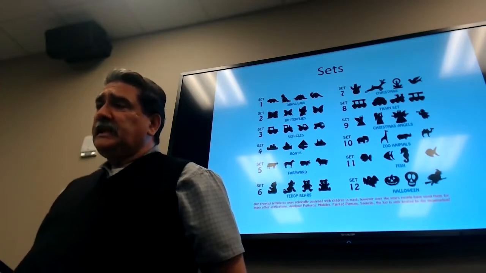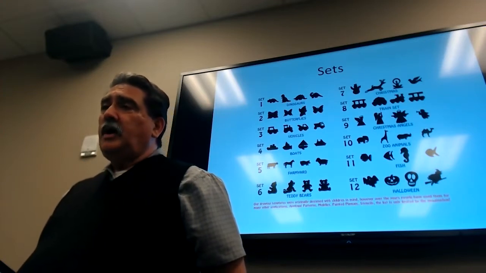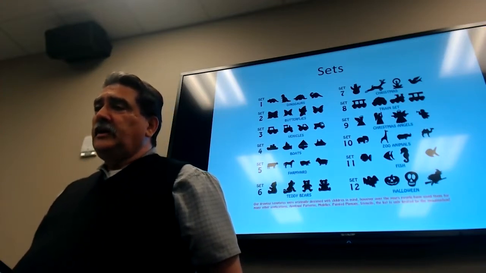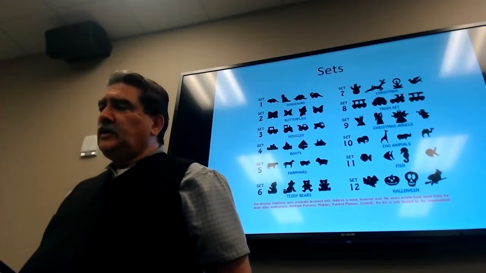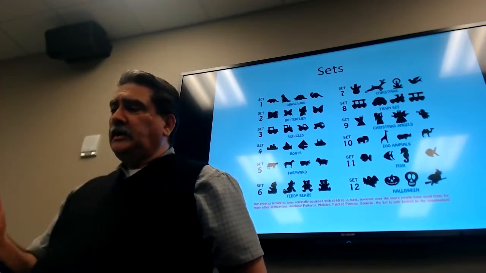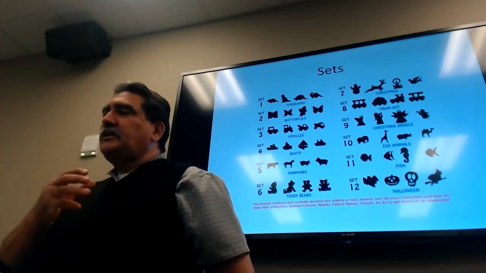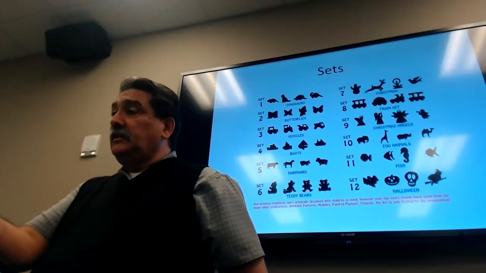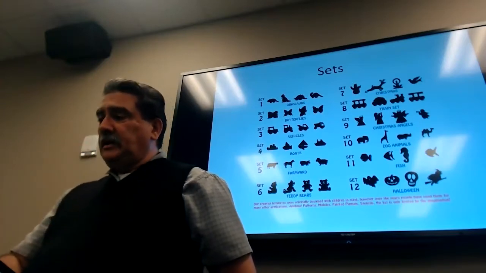We are talking about sets, subsets. Here we have set number one: you have dinosaurs, then you have butterflies, set number three, different vehicles. That can give you a clue about what we are going to talk about. Sets are basically abstract representations of physical things, but there is some commonality among them, all right?